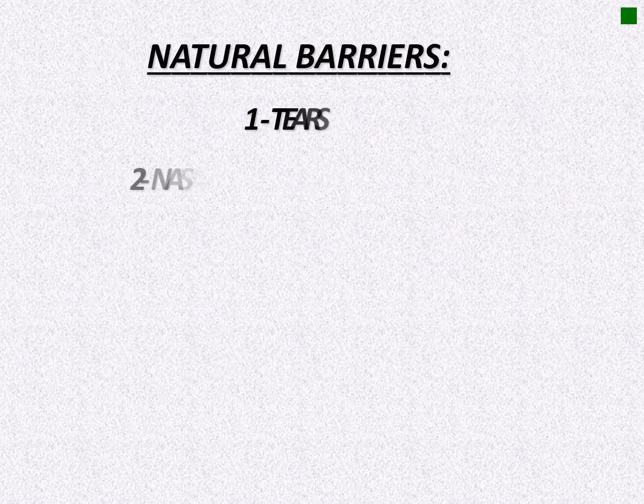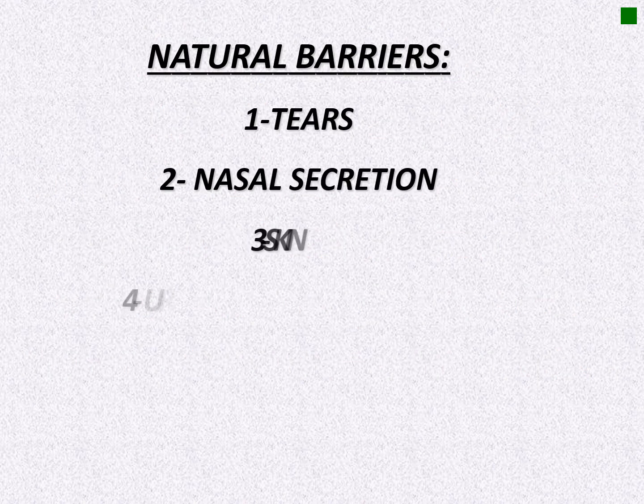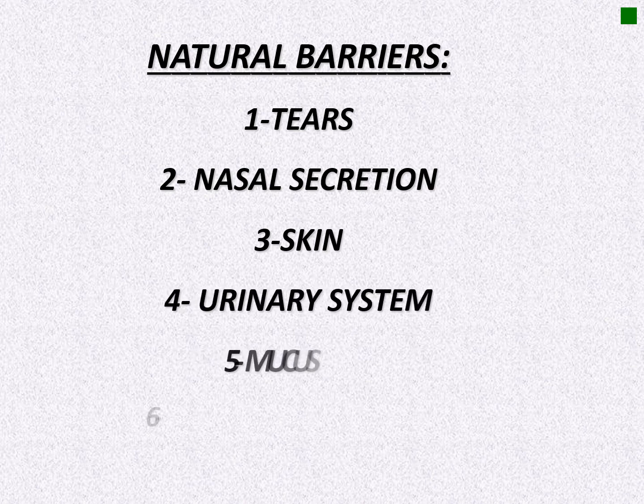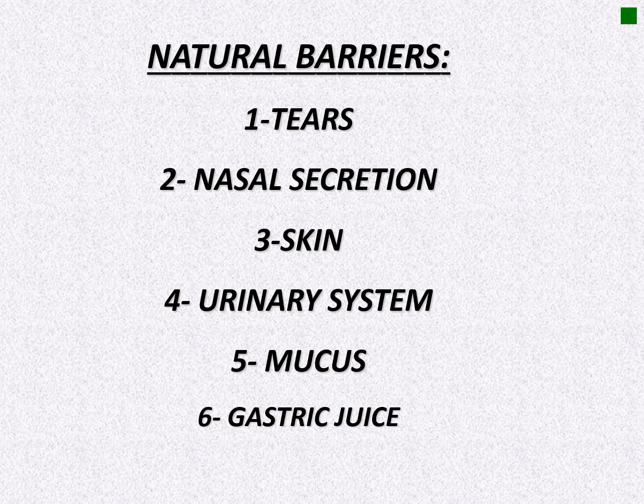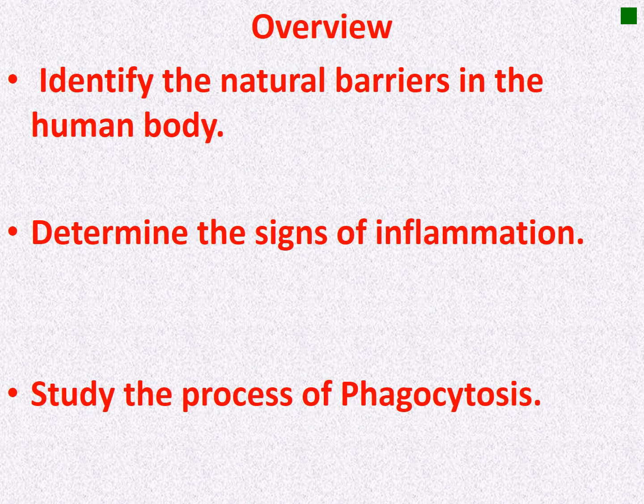So the natural barriers are the tears, the nasal secretion, skin, urinary system, mucus, and the gastric juice. Here we identified the natural barriers. In this presentation, we determined the signs of inflammation, which are redness, heat, edema or swelling, and pain. And finally, we determined the 3 steps of the process of phagocytosis.